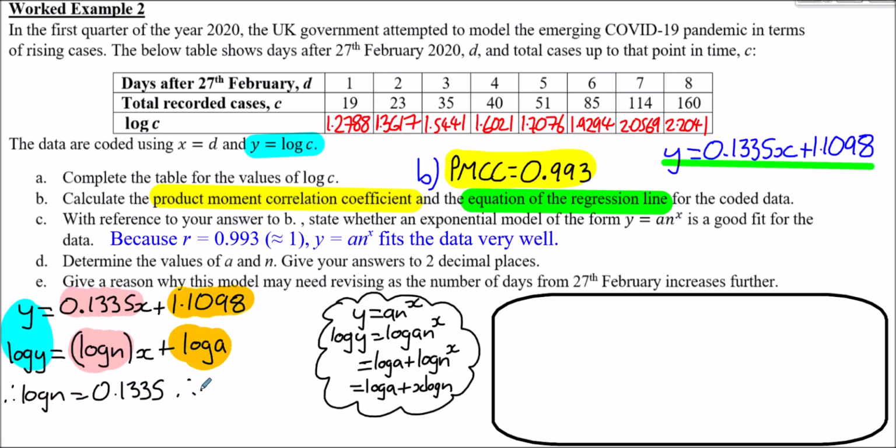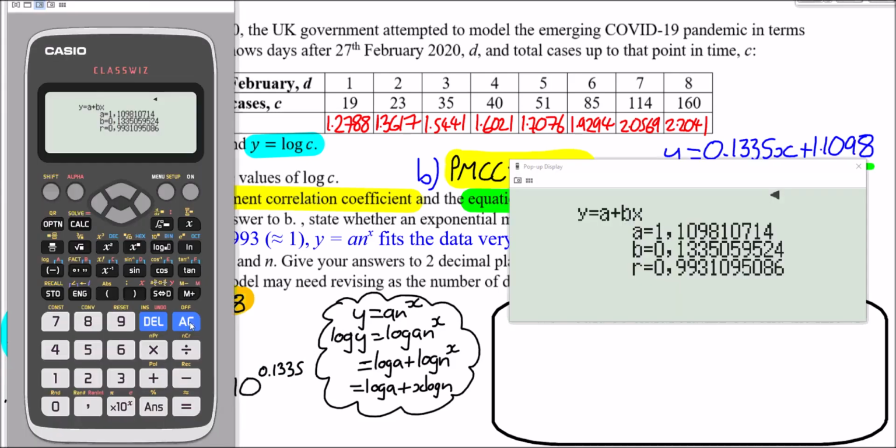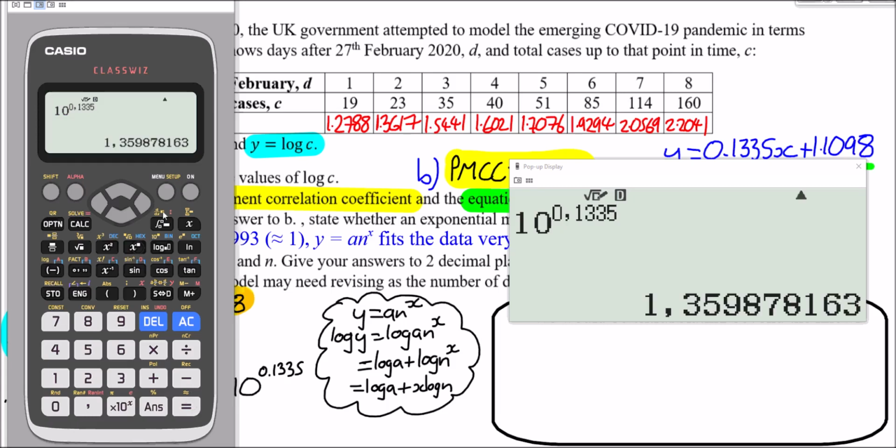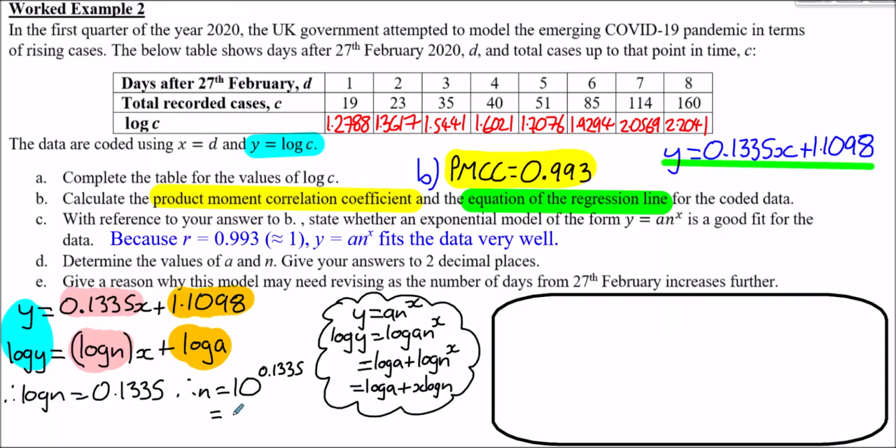So therefore n, the opposite of taking logs of n, we undo that by raising it to the power 10, this value here. So n will be 10 to the power of 0.1335. And let's give that answer to 3 significant figures. So 10 to the power 0.1335. That gives us 1.36. So n is 1.36.